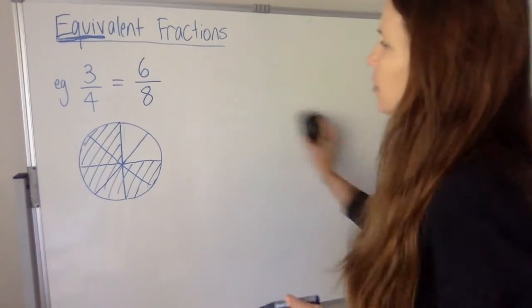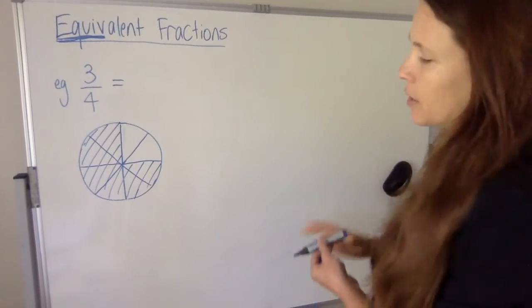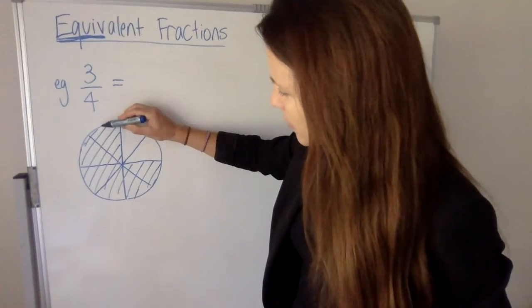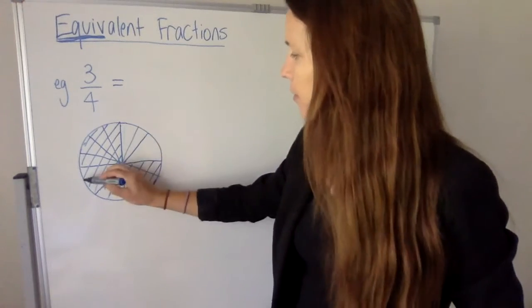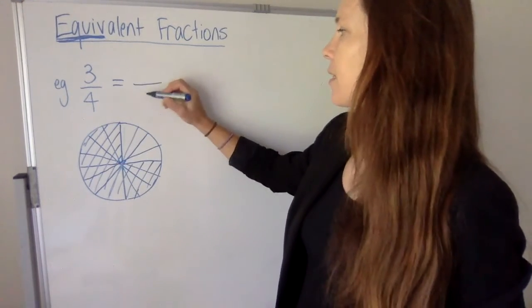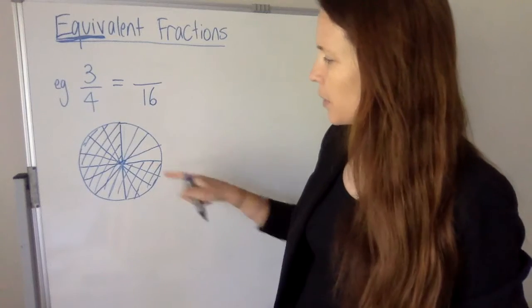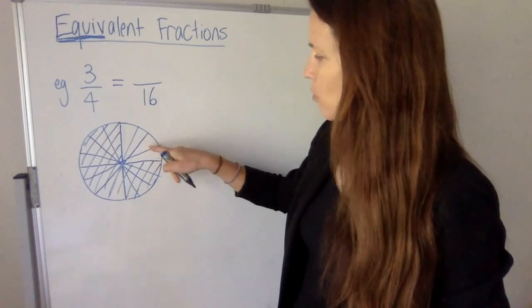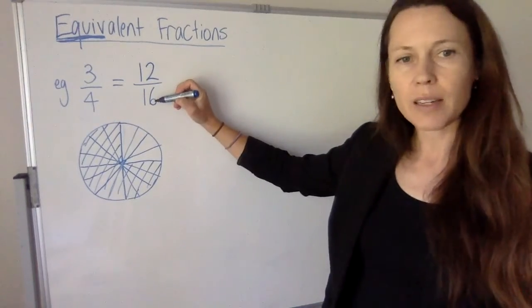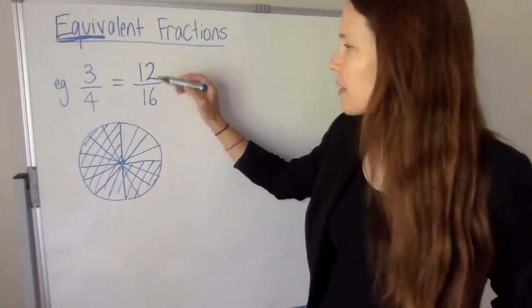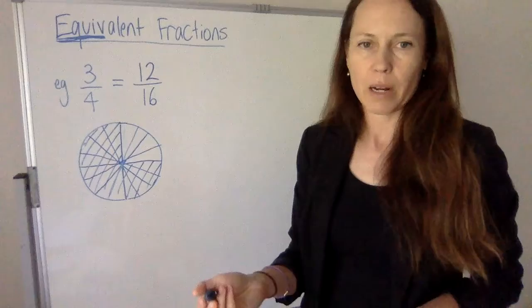Let's have a think about it. Instead of dividing these in half, what if I divided them in half again? How many pieces of pizza are there now? Well, now there's 16 pieces of pizza. And how many do I have? I have all but these 4. So I have 12 slices. So 12 out of 16, or 12/16, is the same as 3 out of 4, or 3/4.